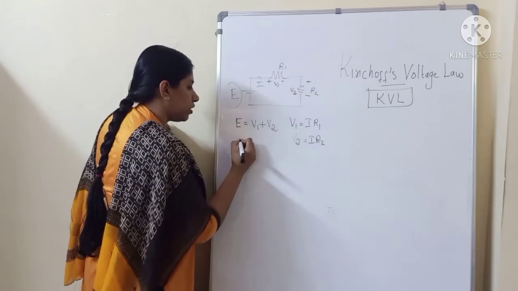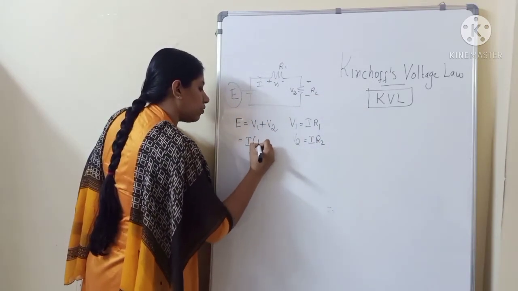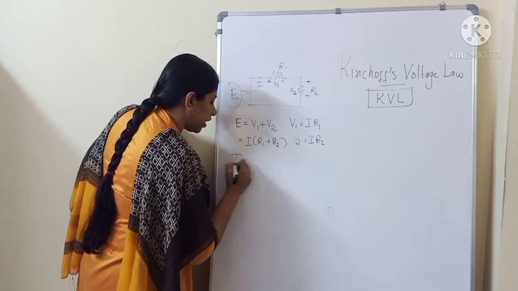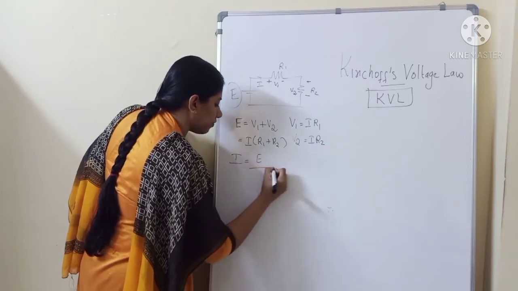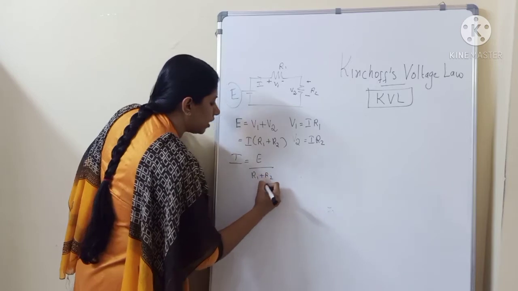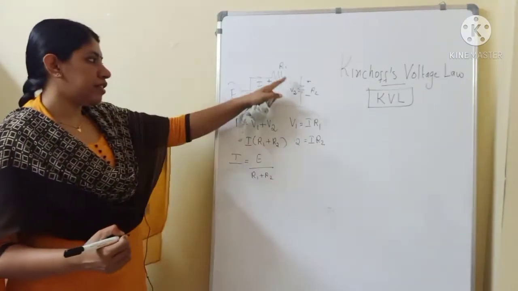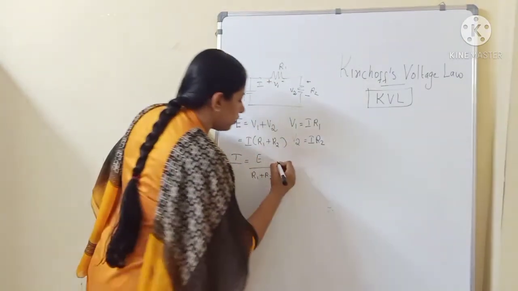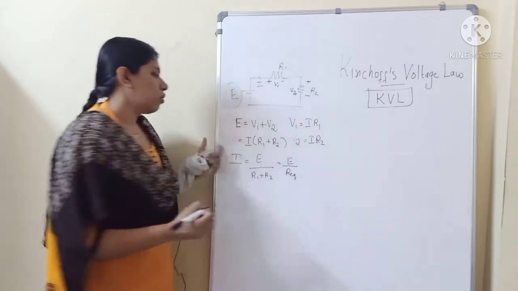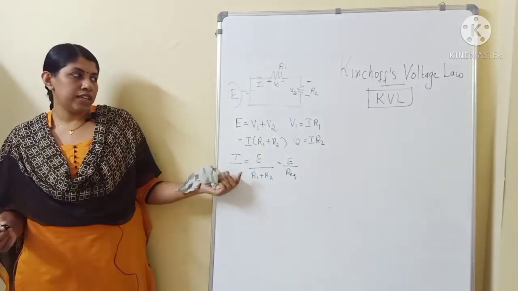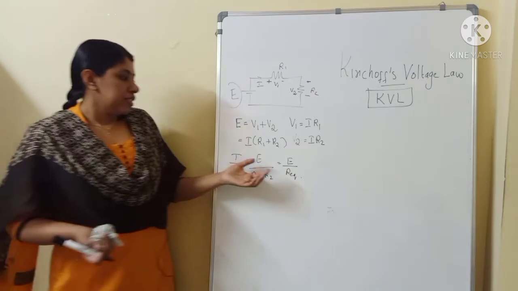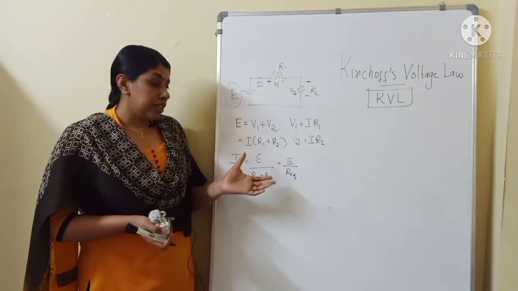If we substitute this in this equation, we get I into R1 plus R2. From this equation we can find the value of the current as I is equal to E by R1 plus R2. You can see that R1 plus R2 is the equivalent resistance, right? Therefore this can also be written as E by R equivalent. This is how you find the value of the current in any given circuit in which the resistors are connected in series.